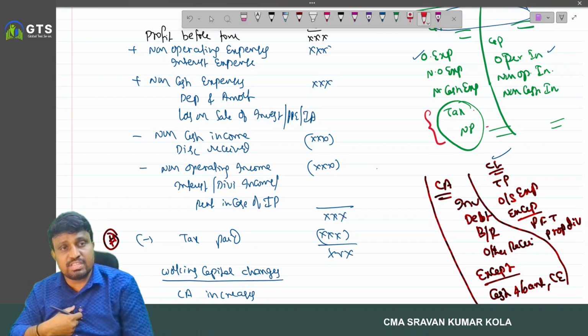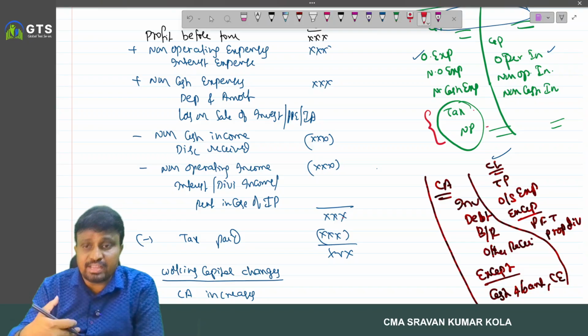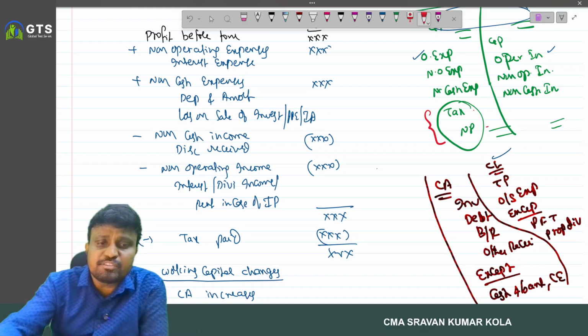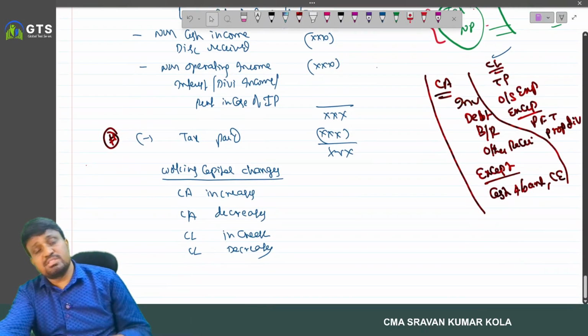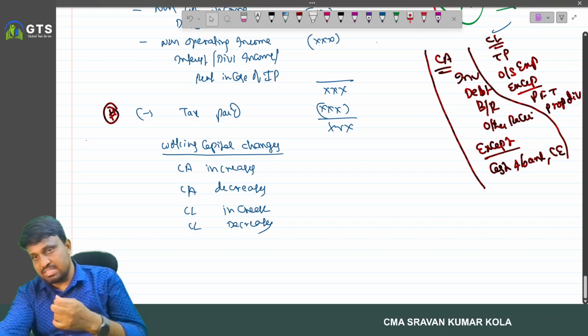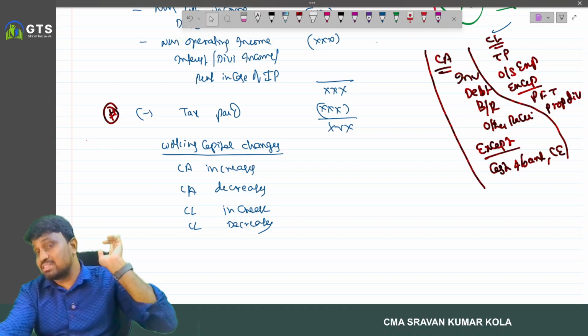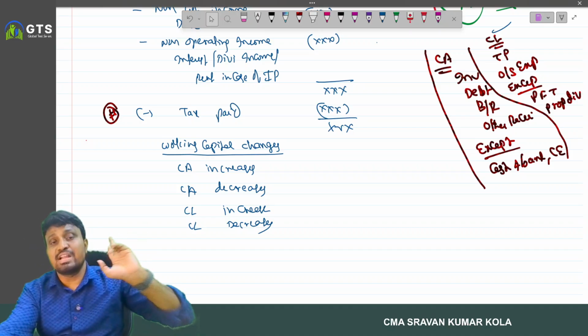Each and every transaction we consider. That's why it is not required again to consider in working capital changes. Okay. And if you consider, it will become double. And even interest related, outstanding interest if any, and any interest receivable, those are also not required to be considered, because those are the matters relating to the investing or financing activity.